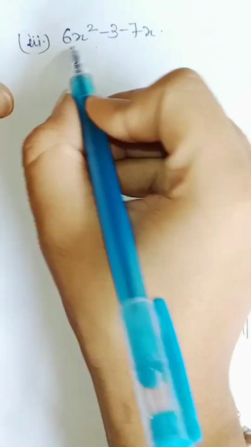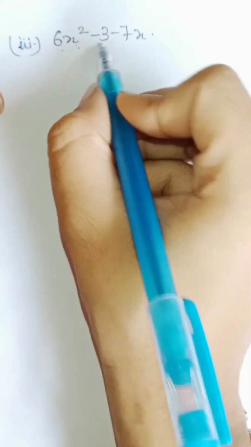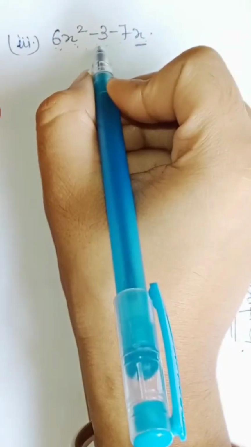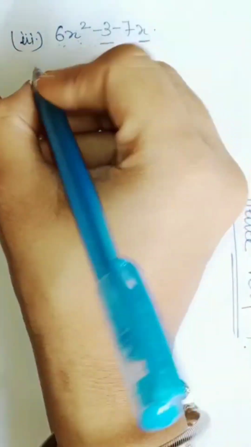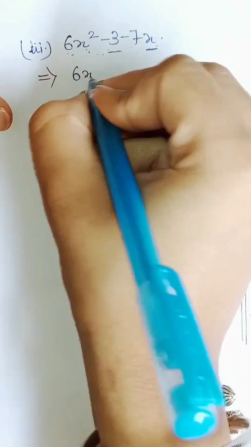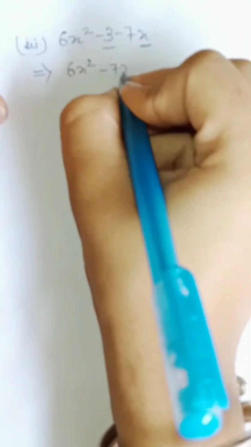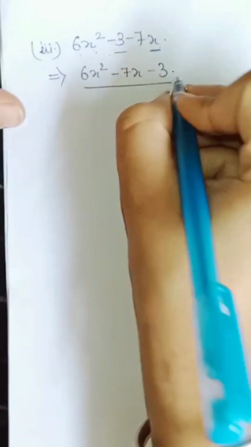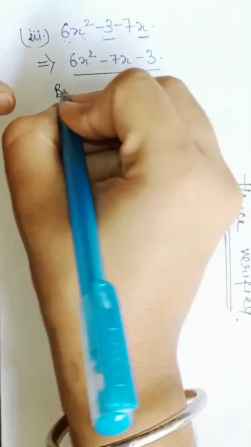So the third part is 6x square minus 3 minus 7x. As we know, the x term is always in between, so we will change it to 6x square minus 7x minus 3. We can write this polynomial like this. Now we will do it by middle term splitting.